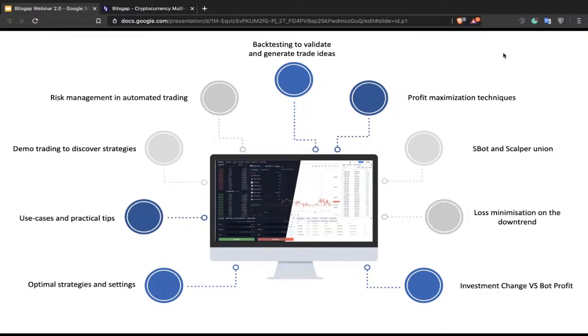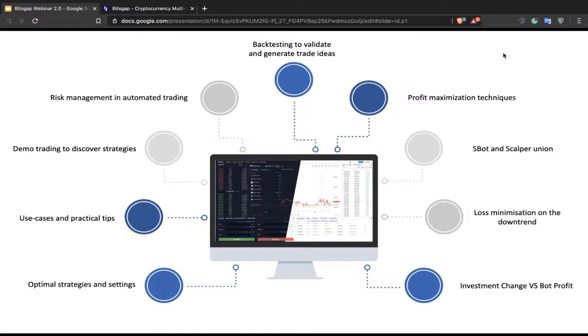Here is our today's agenda. As always, we will go through the optimal strategies and settings because we have some new updates to share with you, and that is why there are new optimal strategies to present. We have use cases and practical tips, as always, and demo trading for you to discover your own strategies and to test optimal settings for automated trading bots. Demo trading is a risk-free trading simulation where you have virtual money and you can trade in any way you want, just to find what is best suitable for you, your trading style.